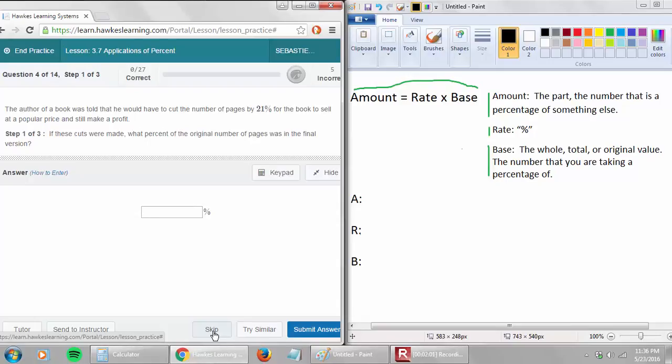This is a situation where we're not actually using this amount rate base formula. We're using the fact that 100% is everything, is your total. And usually every percentage tells you one part of that total, but there's this other part of the total that's hiding in the background. It's whatever's left over. And in this question, that's what they're asking us for. They're saying, hey, 21% of the pages were cut. What percentage of the pages were left over?